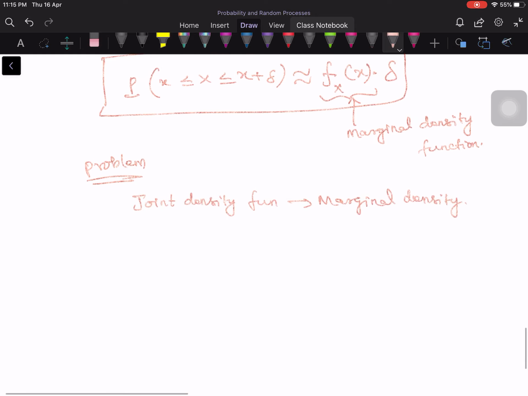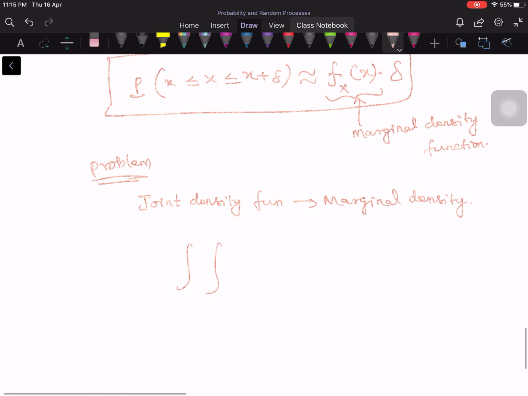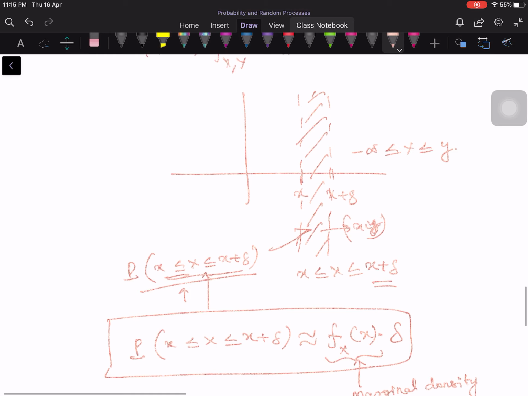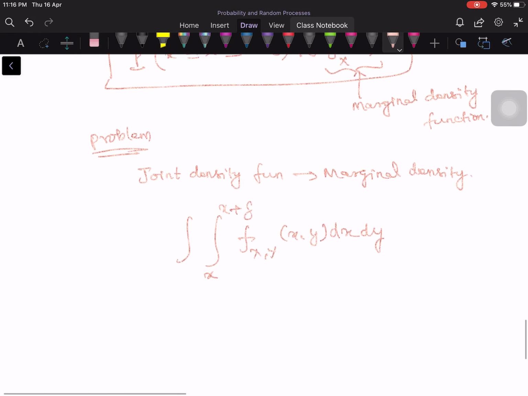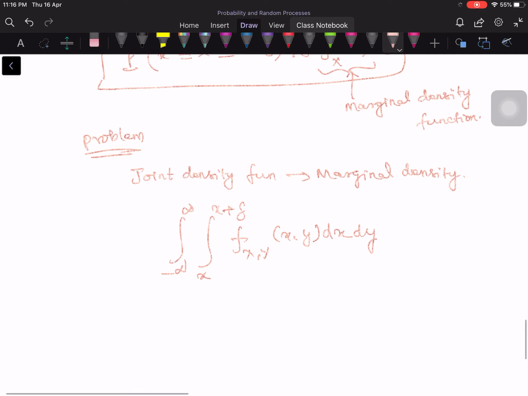Which is going to be the double integral of your density function fxy of x comma y dx and dy, where x varies from little x to little x plus delta, and y, look at the figure here, ranges from minus infinity to plus infinity. So now you do this integral. So y goes from minus infinity to plus infinity, and the dummy variable x goes from little x to x plus delta. So integrate over this strip.